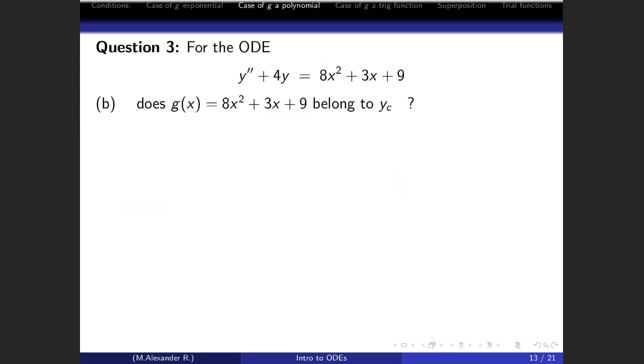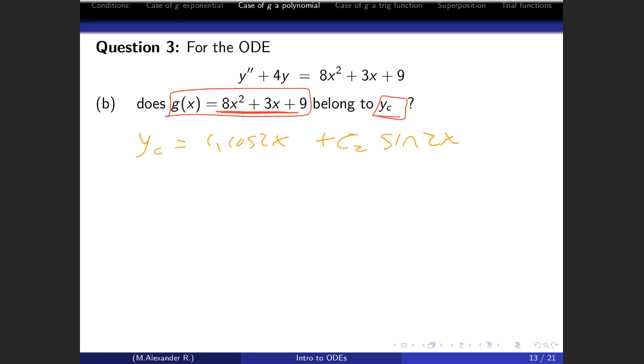All right. So now let's go into part B. Part B is, as before, asking us: does the g function, which is a quadratic function, belong to the complementary solution? And let me write down the complementary solution a little bit more clearly this time. So this is yc equals c1 cosine of 2x plus c2 sine of 2x. So now the question is, are there any values for c1 and c2 such that the yc will become this quadratic function? And the answer to this question is no.